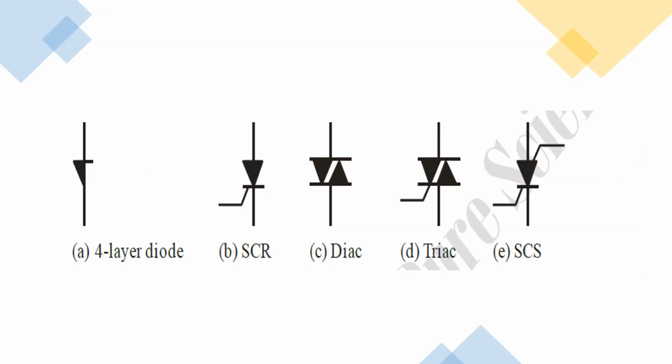The first option shows the PNPN diode or Shockley diode. The second option shows the silicon controlled rectifier. The third one is the diac, the fourth one is the triac, and then the silicon control switch.